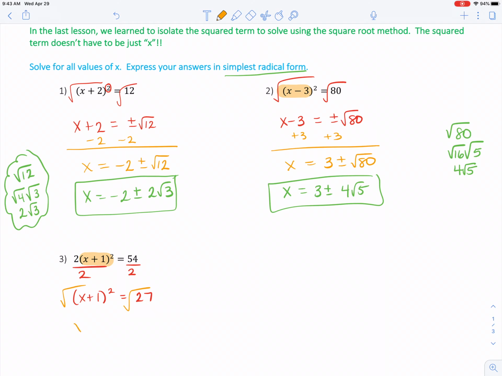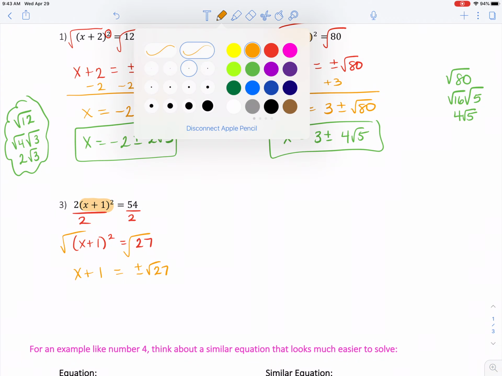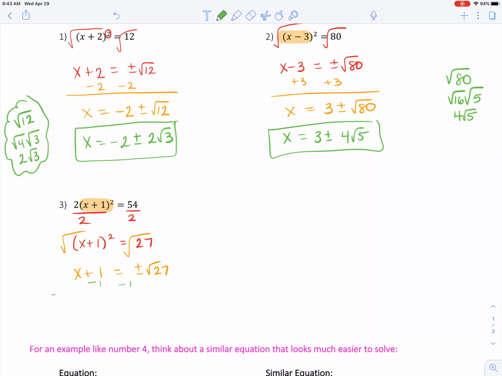Take the square root of both sides. I get x plus 1 on the left-hand side, positive negative square root of 27. Then, I'm going to isolate the x by subtracting 1 on both sides. I get x equals, the negative 1 again goes in front of the plus minus square root of 27. And then lastly, I need to get simplest radical form. Square root of 27 is 9 times 3, both under the square root. The perfect square 9 gets me 3. So x equals -1 plus or minus 3 square root of 3. Final answer.